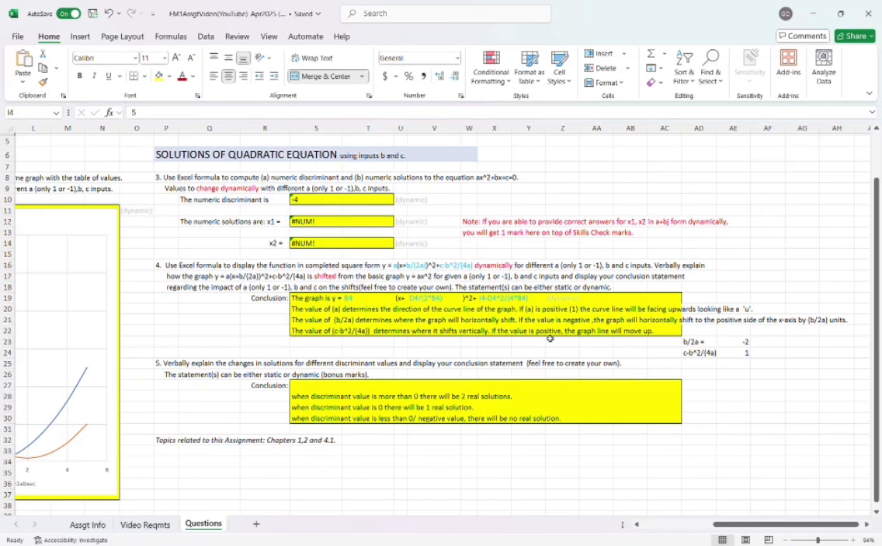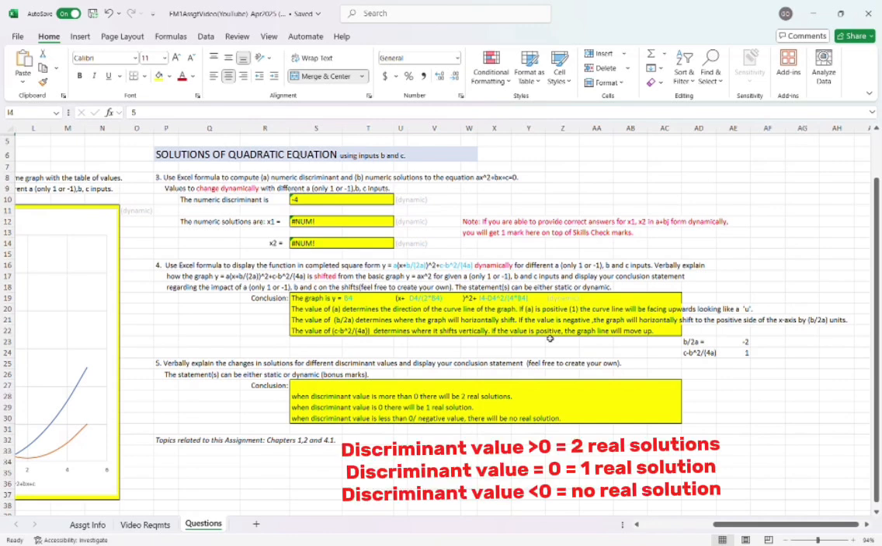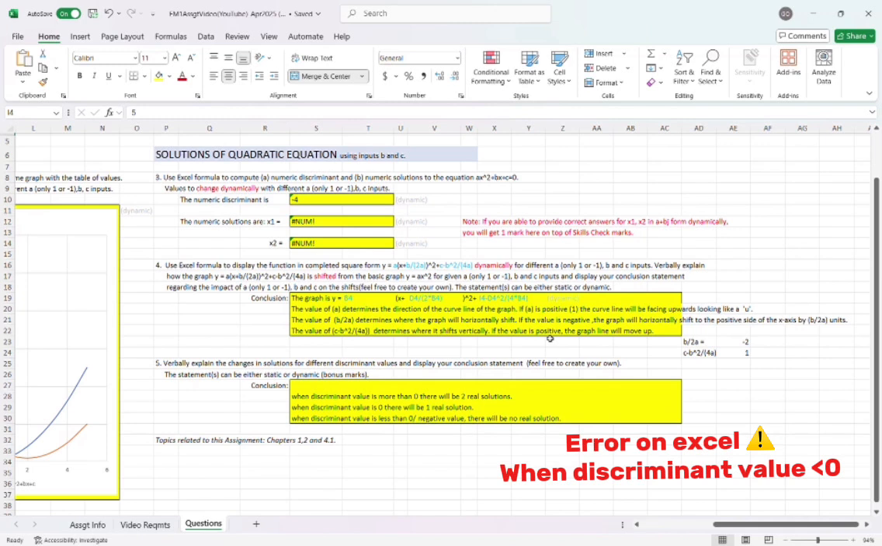There will be changes in the number of solutions when the discriminant value changes. When the discriminant value is more than 0, there will be 2 real solutions. When the discriminant value is 0, there will be only 1 real solution, which means x1 and x2 will have the same value. Lastly, when the discriminant value is less than 0, there will be no real solutions, and based on Excel, there will be an error.